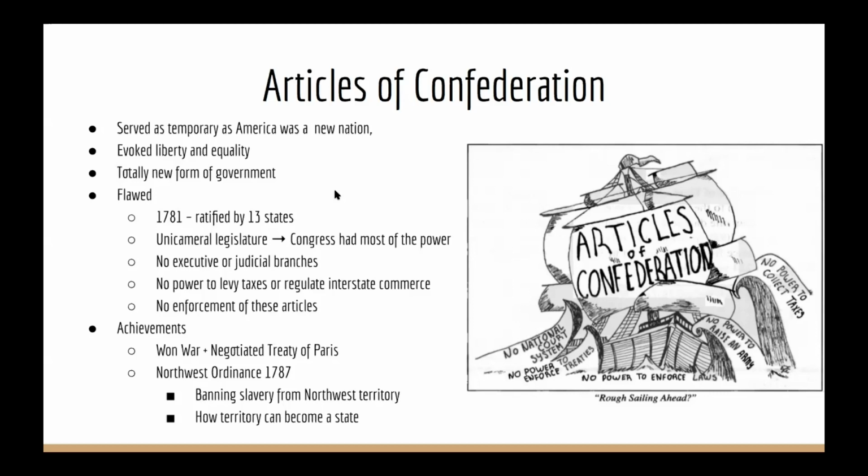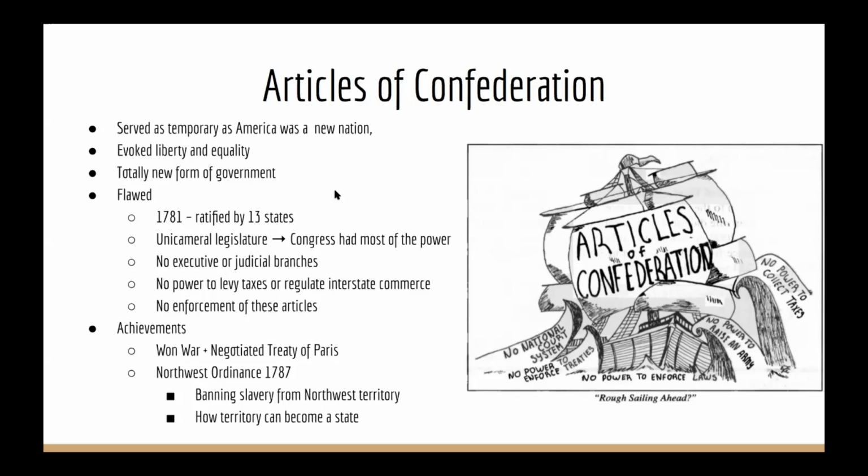As in, it was only a unicameral legislature, which meant that while we have the three branches of government now, there was only one branch, and Congress had most of the power. And there was no executive or judicial branch. But even though Congress had most of the power, it had no power to levy taxes or to regulate interstate commerce, which meant that they didn't really have control over the separate colonies, and it was very hard to enforce the Articles of Confederation for these different colonies.